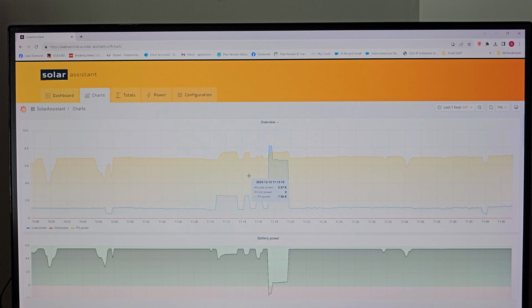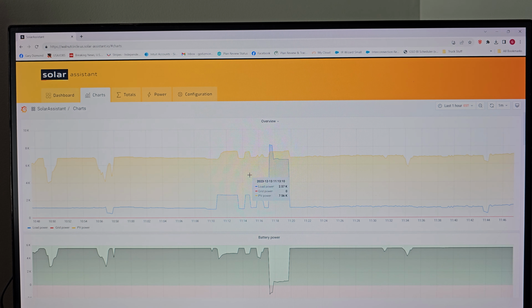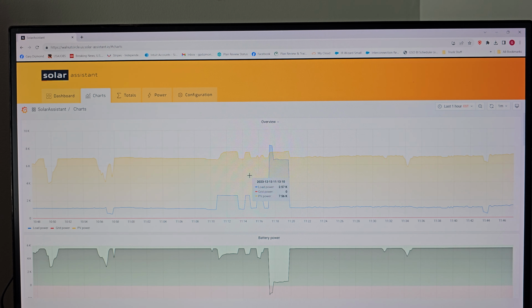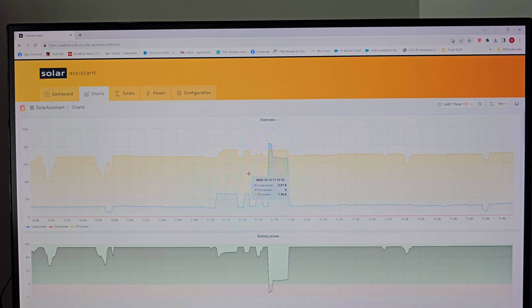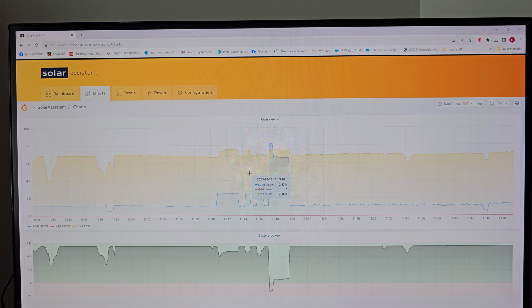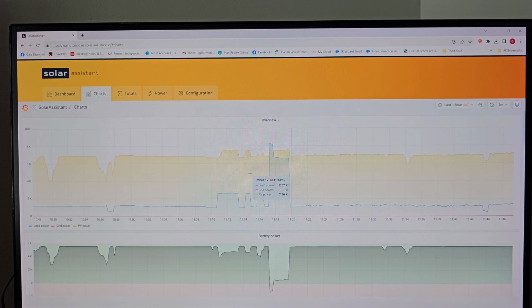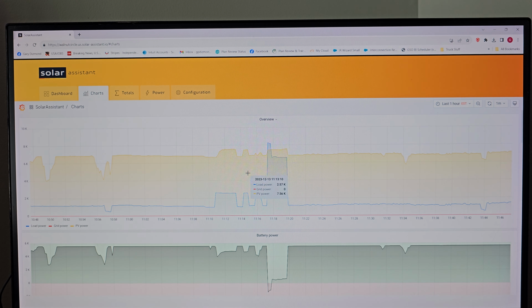In the summertime, I'll be using more power. The AC will be running, so we'll see how that goes. But right now, the panels are producing more power than what I would have expected. So I'm really happy with that result.